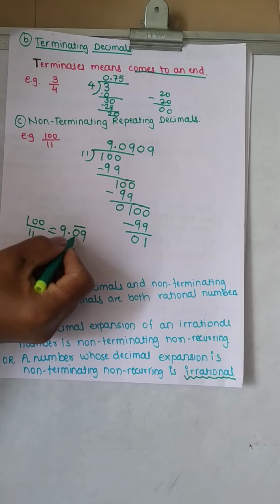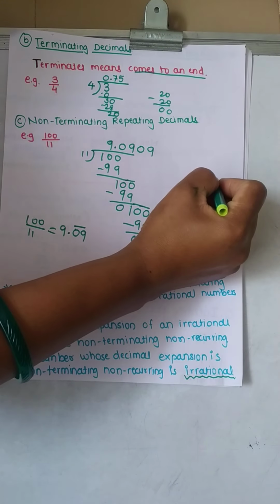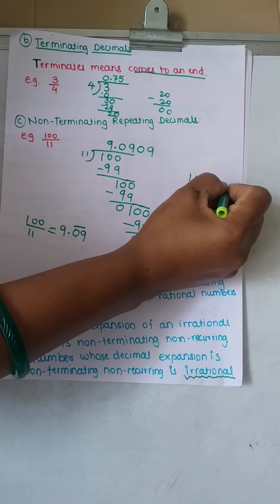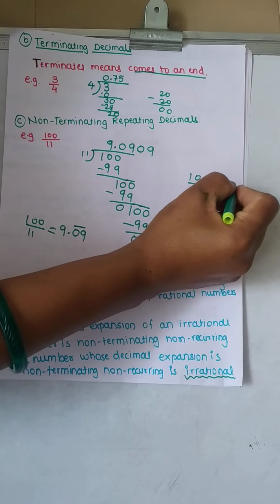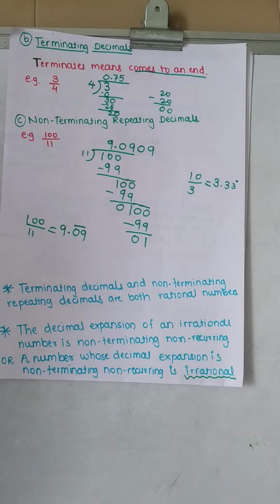So here we got 9.09. Suppose 10 is divided by 3, so in that case we got the answer 3.333, right? In this case we can put a dot above the 3. It means what? 3 is repeating. Such kinds of decimals we call non-terminating and repeating decimal expansions, right?